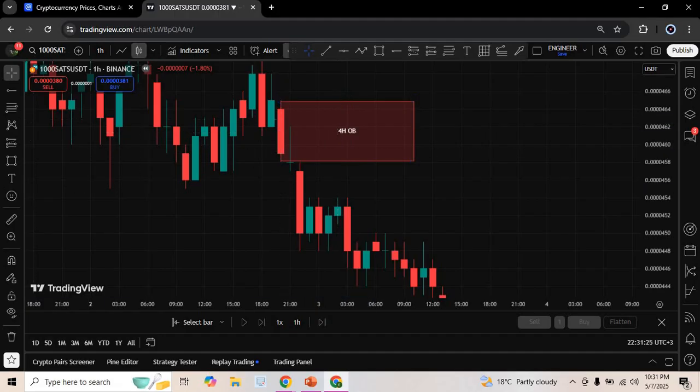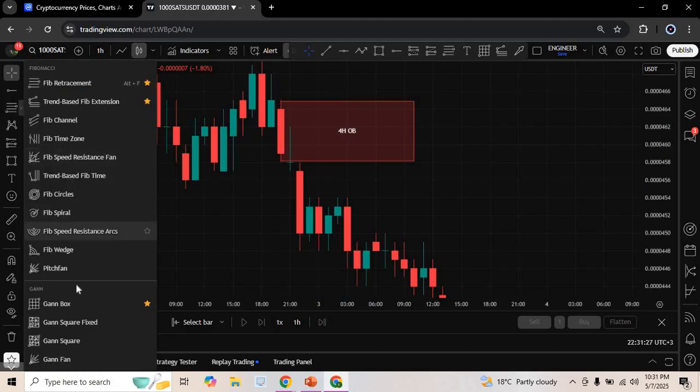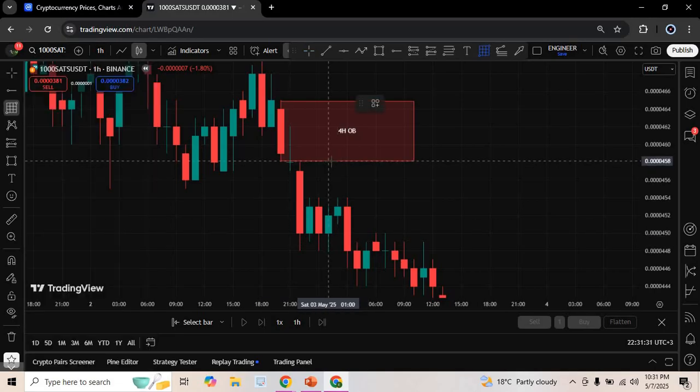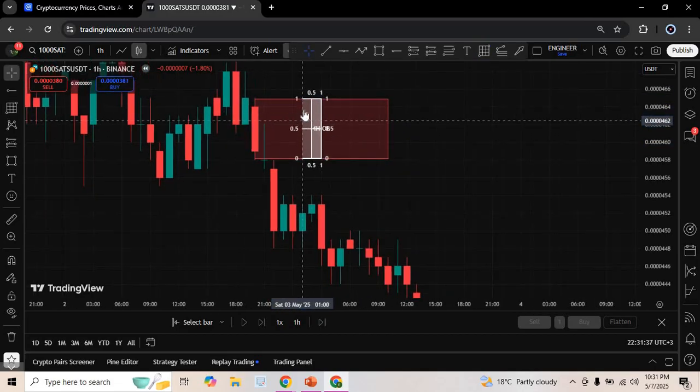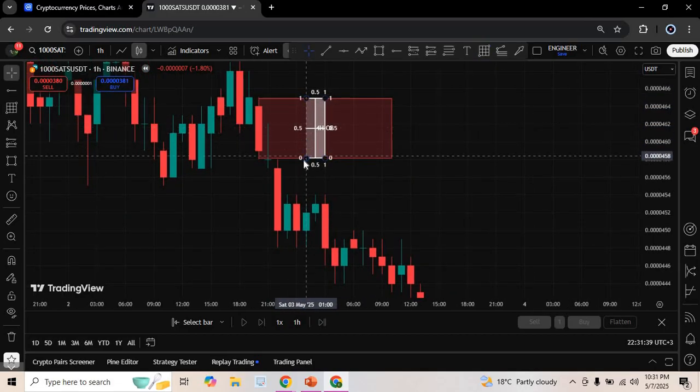What do I use? I use a gun box. From this point, a gun box will help you determine and measure that. So come to this point and extend it like this, and it will give me an exact 50%. If you can see that, you can see 0, 0.5, and 1. So it will give me an exact 50%. So no wonder we are saying a gun box is used to measure the levels.